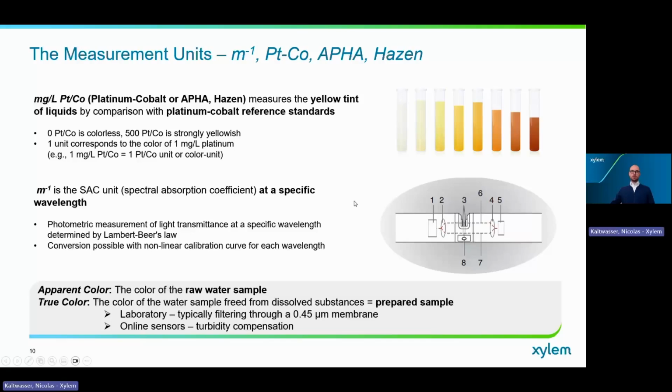Another important aspect to keep in mind when we talk about color measurement is the difference between apparent color and true color. Apparent color is the color of the raw water sample, while true color is the color of the water sample freed from dissolved substances, meaning that we have to prepare our sample. In the laboratory, the typical approach is that we filter through a 0.45 micrometer membrane to remove the dissolved substances. And for online sensors, like our ColorVis sensor, we have an integrated turbidity compensation.